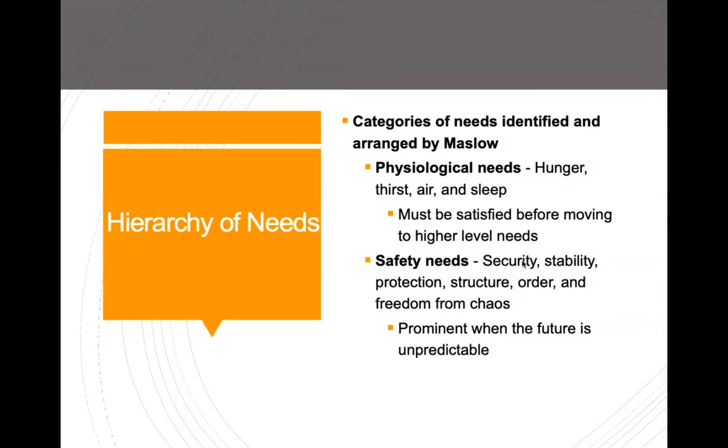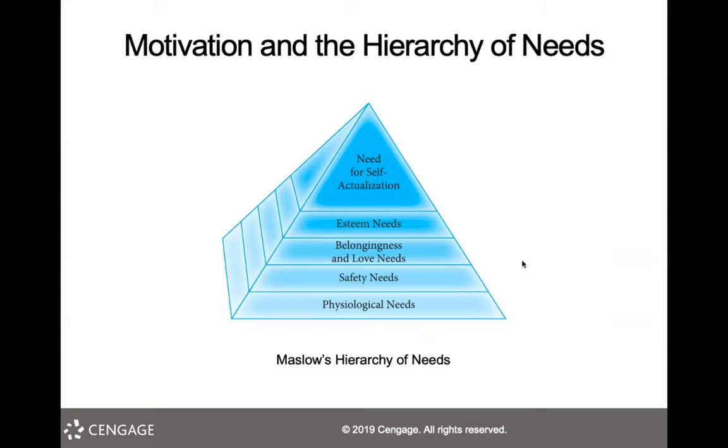The categories of needs identified and arranged by Maslow were, first, physiological needs, for example, hunger, thirst, air, sleep. They must be satisfied before moving to higher level needs. Then you have safety needs: security, stability, protection, structure, order, and freedom from chaos. This is prominent when the future is unpredictable. Believe it or not, all of these are very important. Just because the deficiency motive seems a little towards the negative side, it doesn't mean it's not important as well. That's an important need too, and you have to be able to honor and acknowledge all parts of you.